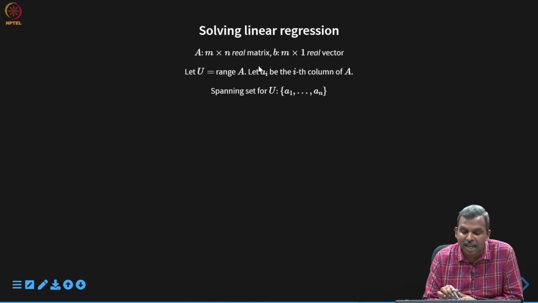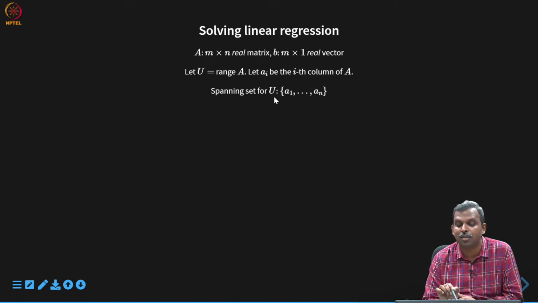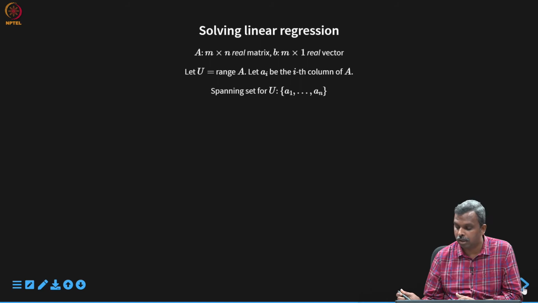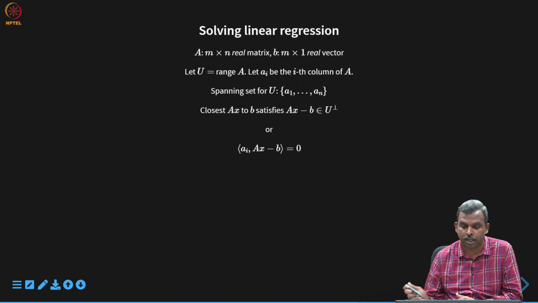So let's say Ai is the ith column of A. Notice, why am I worried about the columns of A? I'm looking at the range of A, so this will give me a spanning set for U. What is the spanning set for U? A1 to An, the columns of A. Okay. So notice how I will move into this inner product thing.